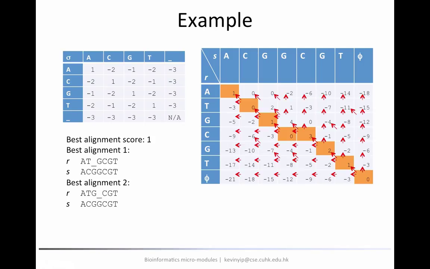Similarly, if we take the diagonal path first, and then when we reach the number 0 here, we're going to take the horizontal path. That is another way to form an optimal alignment. And here, the gap will be pushed to position 4 rather than position 3. That will give us another alignment with a score of 1. So now with this example, we have seen how we can do sequence alignment with a general scoring matrix.